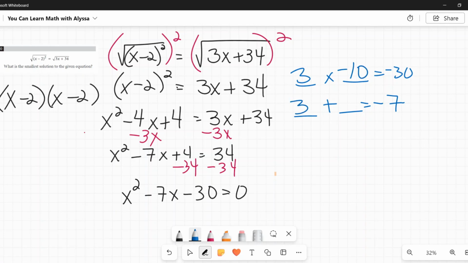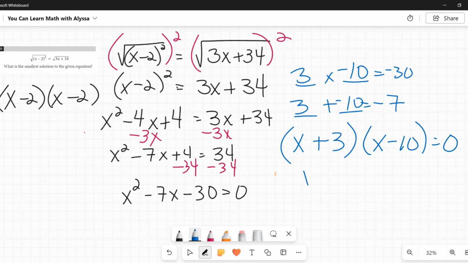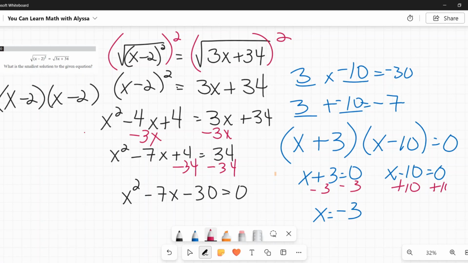So that's going to be x plus 3 times x minus 10 equals 0. When we separate each one of those, we have x plus 3 equals 0 and x minus 10 equals 0. So for x plus 3, we subtract 3 from both sides, and we get that x equals negative 3. Over here, we add 10 to both sides, and we get that x equals 10. And the question is, what is the smallest solution to the given equation?